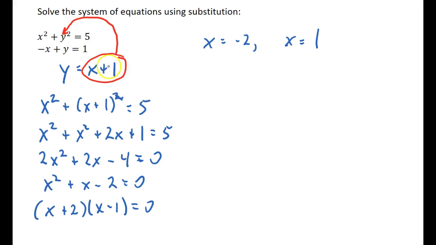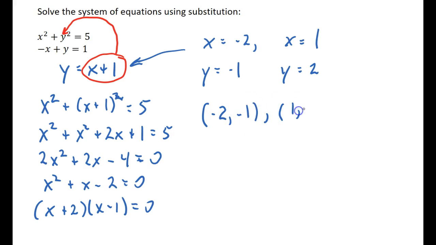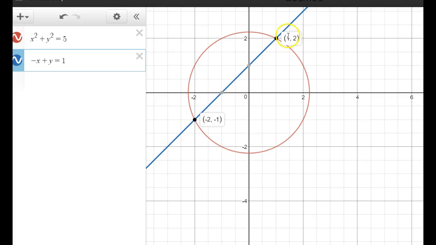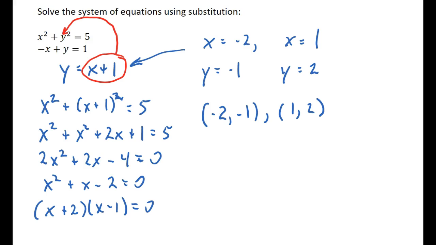Okay, now I'm going to plug that in right here. So y, when x is negative 2, is going to be negative 1. And when x is 1, y is going to be 2. So we have two solutions: negative 2, negative 1, and 1, comma 2. This is a line and a circle. And if we look at the graph, you can see that that line hits that circle in two places: negative 2, negative 1, and 1, 2. So we have two ways to solve systems of equations when they're nonlinear: elimination and substitution.